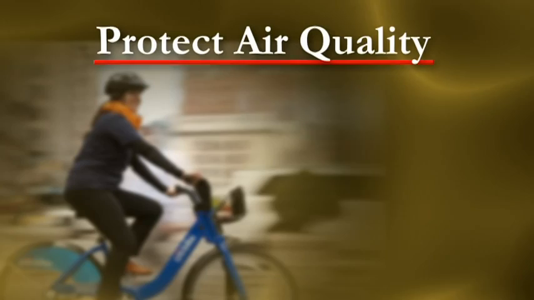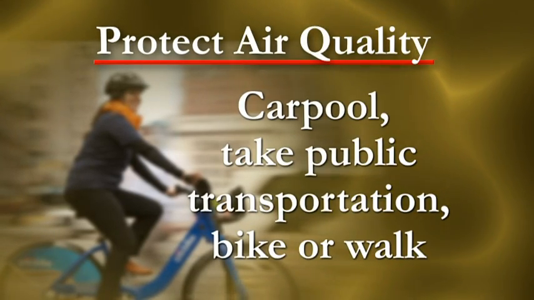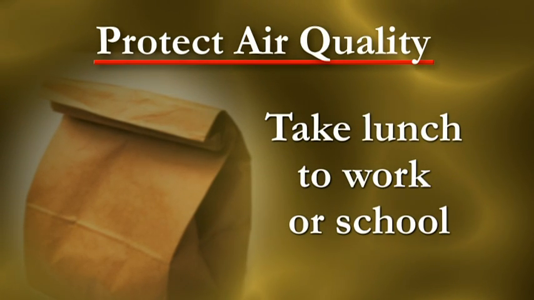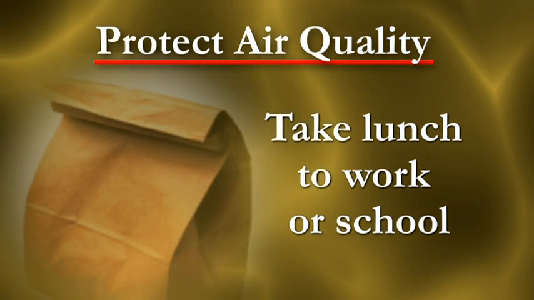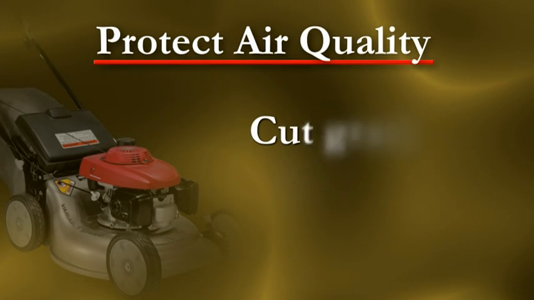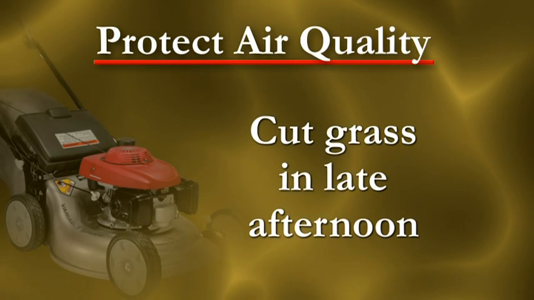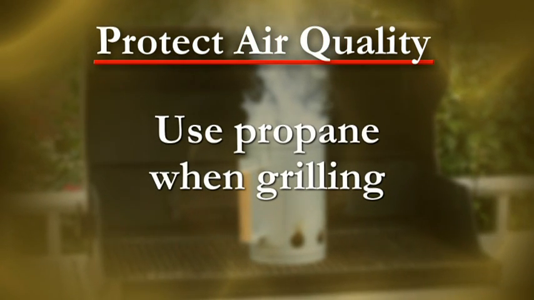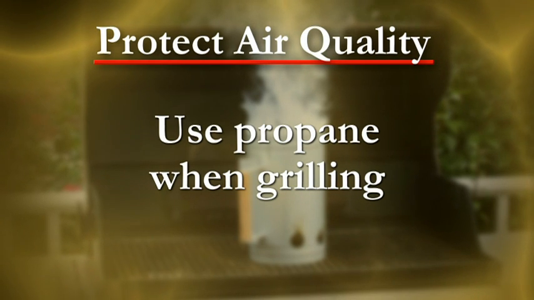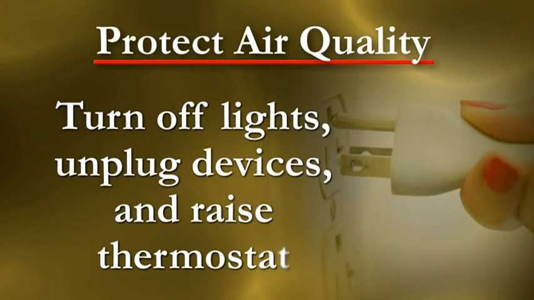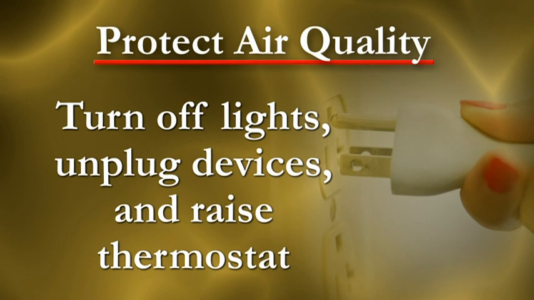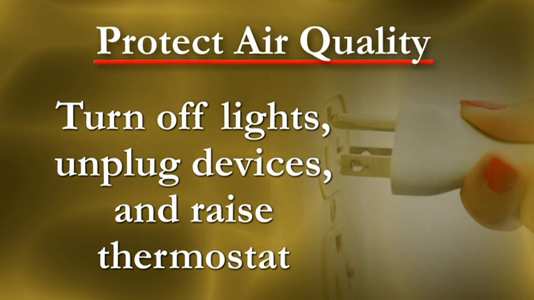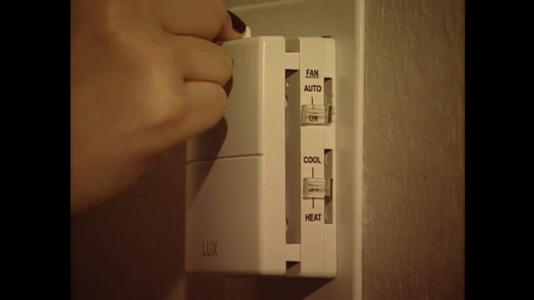Avoid driving at all by using carpools, taking public transportation, biking, or walking. Take your lunch to work to avoid driving during the hot part of the day when ozone levels begin to rise. Avoid cutting your grass until late evening, closer to when the sun is about to set. Use propane if you want to grill food. It releases less pollution than lighter fluid and charcoal. Conserve energy in your home by turning off lights and unplugging other electronic devices that aren't in use. You can also raise your thermostat just a degree or two to conserve energy.